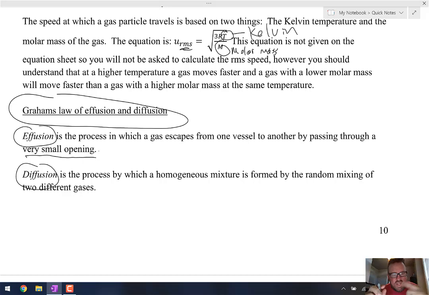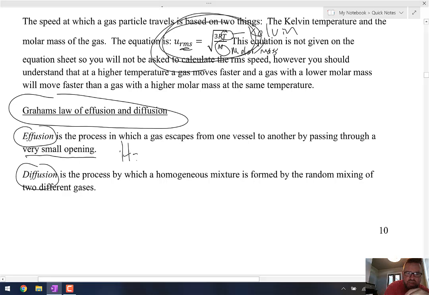And what's the rate of effusion determined by? This right here, the speed. Okay, the faster a particle is moving, the more likely it is to hit that hole and escape out of the balloon or car tire or whatever. So two gases at the same temperature, whichever one has the smaller molar mass is going to effuse faster.